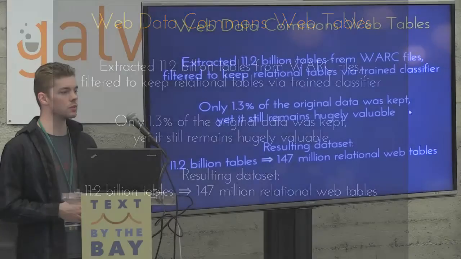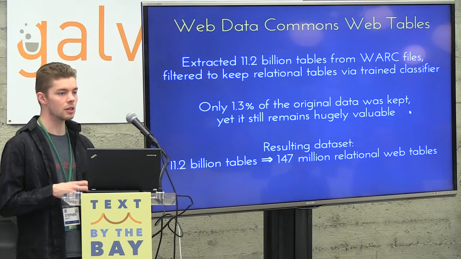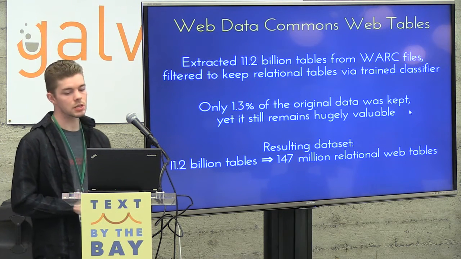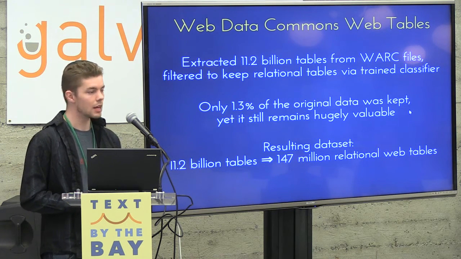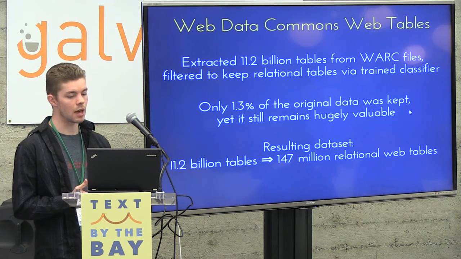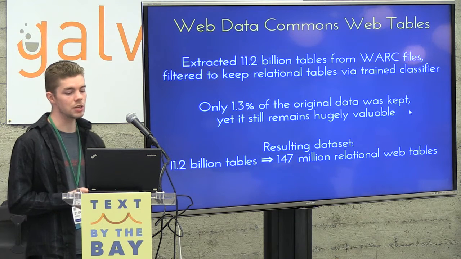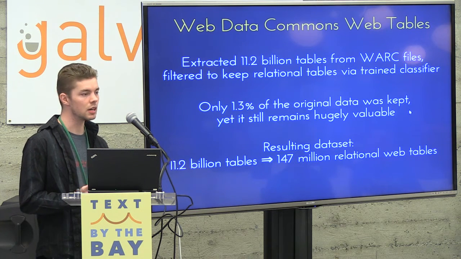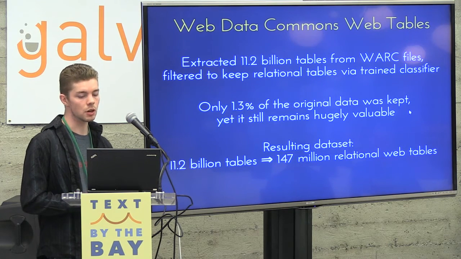A number of universities have partnered together, have taken the Common Crawl data set and built on top of it. And one of the things that they've produced is the web tables data set. They extracted 11.2 billion tables from all of the HTML files that we had, filtered it down to just keep the relational tables via a trained classifier, which had previously been covered in other research.